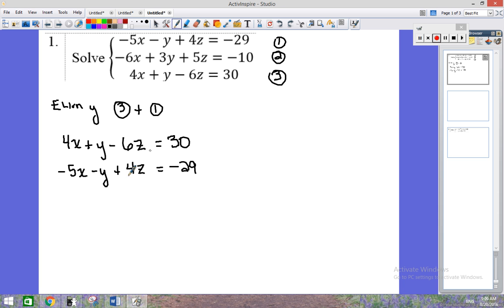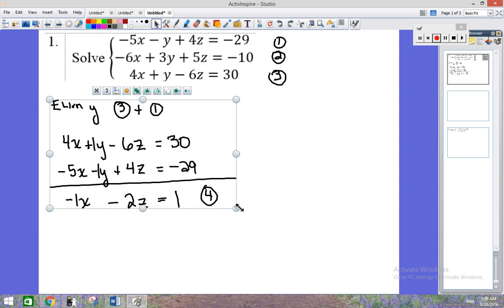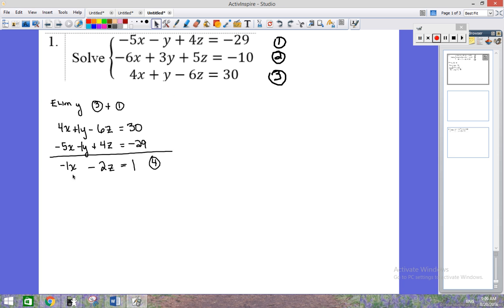Alright, so let's add these equations together. It's often convenient for students to put coefficients of 1 in front of those variables. I've got 4x, take away 5x, and negative 1x. The y's are eliminated, that's what I wanted to happen. And a negative 6z plus a 4z is negative 2z. And adding these together, I get 1. So I'm going to label this equation 4. Let's shrink this up just a little bit. So now I have one equation in two variables.